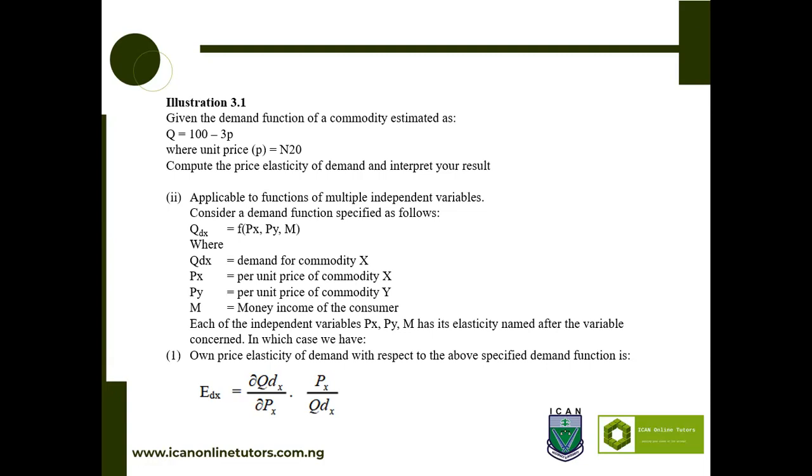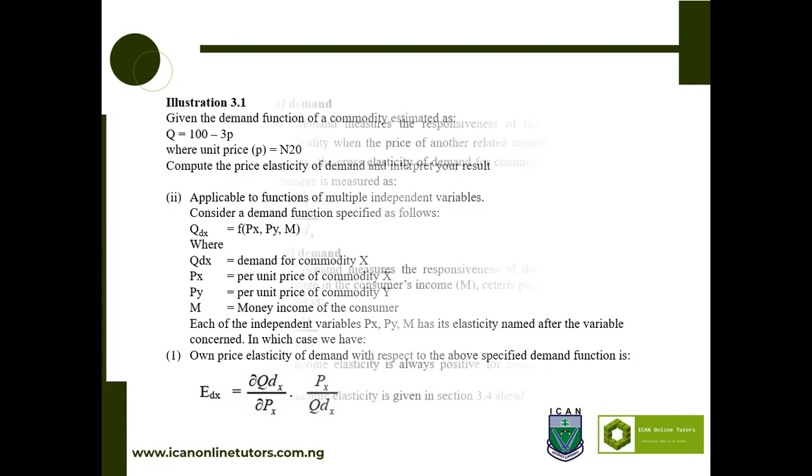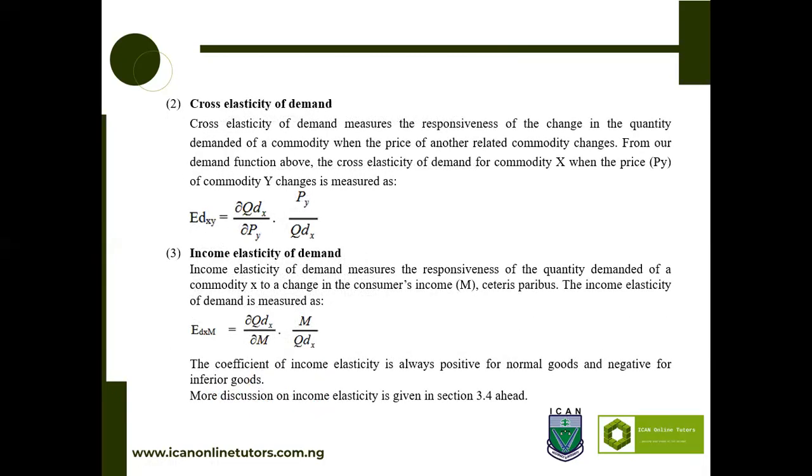So the coefficient of income elasticity is always positive for normal goods and negative for inferior goods. We are still going to discuss normal goods and the types of goods. We are still going to discuss each type of goods that we have in demand and supply.